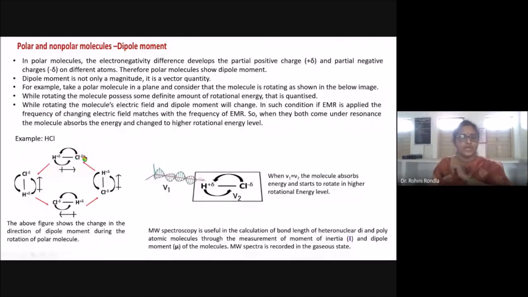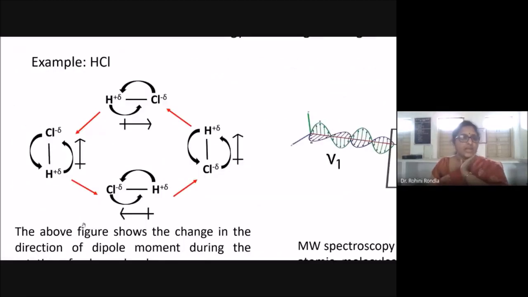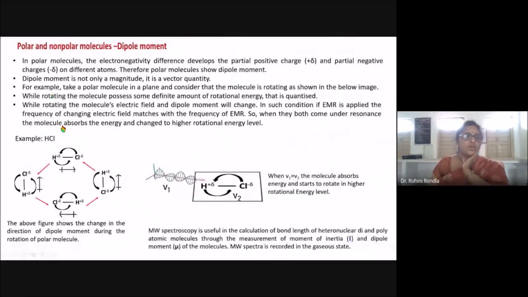That is why polar molecules show dipole moment. Dipole moment is a vector quantity, that is why we can show it with this symbol. Okay, and next, one important point. Take a polar molecule, the same HCl we took. Take a polar molecule in a plane and consider this molecule is rotating.